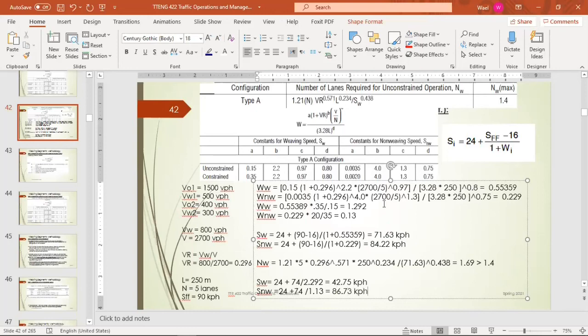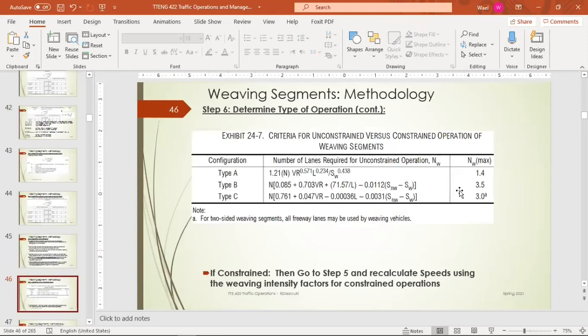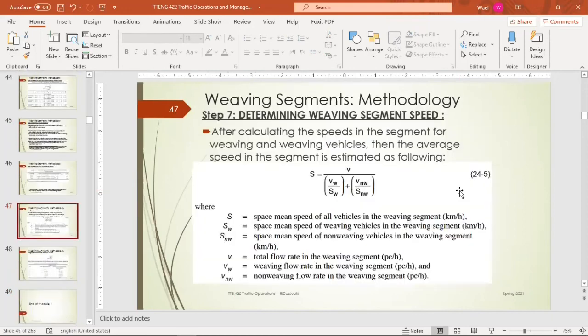Now you can see, because it's constrained weaving, the speed drops significantly from 71 to 42. Okay. Right. What's the next step? We have done the check for the operation criteria, whether it's constrained or unconstrained. Then we go and calculate the average speed.